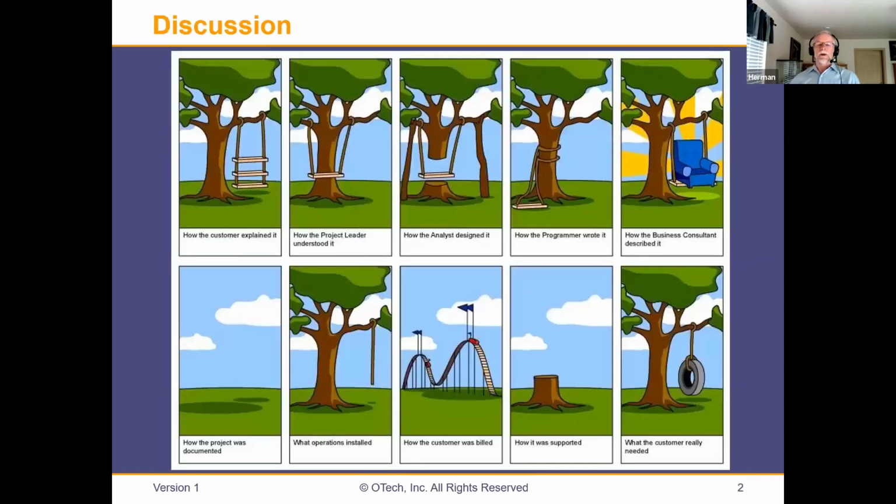Now, I wanted to start out a little bit because when we think about projects, projects always look different to the different people that are involved. If you look at this particular graphic, I think there's a good representation of the customer, the project leader, the analyst, the programmer, the business consultant, the documentation people, and then of course the operation, and how the customer was built and how it was supported, and what the customer really wanted.